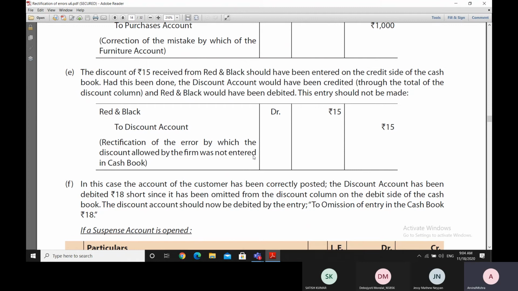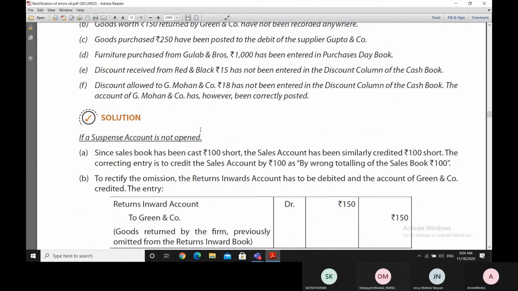Now let's take the next one. Discount allowed to G. Mohan: we have allowed this discount to G Mohan, and ₹18 has not been entered in the discount column. The account of G Mohan and Company has, however, been correctly posted, which means that we have already posted G Mohan account, but the discount column entry is not there.